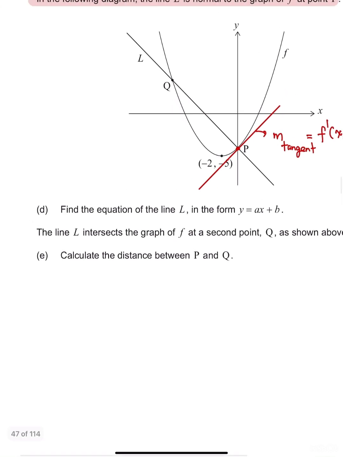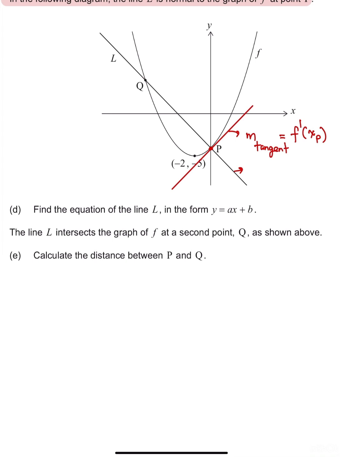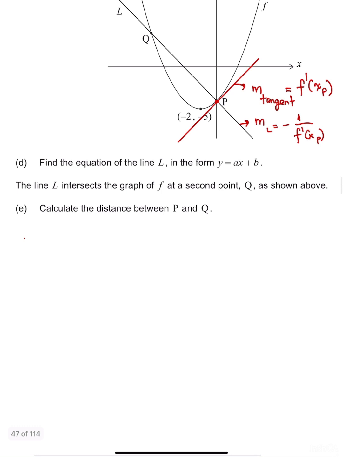And here they say that L is normal. The normal line and the tangent line are perpendicular to each other. So since they are perpendicular, the slope of L equals negative 1 over m of tangent, which is f prime of xp. So we can just use y minus y1 equals mL times x minus x1.